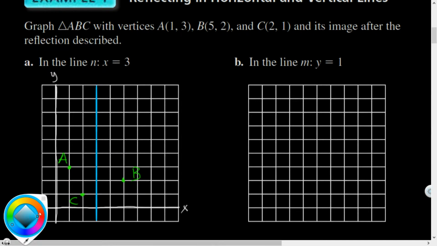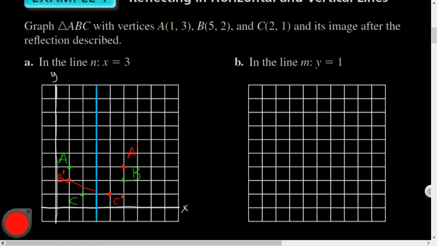So A prime is going to be perpendicular and equidistant from A. There's A prime. You guys agree? B prime is going to be perpendicular and equidistant, like so. There's B prime. I'm going perpendicular to my mirror line and equidistant from it. And C is right here, 1 unit away, perpendicular to the blue line. So 1 unit away, perpendicular to the blue line in the opposite direction will be C prime.